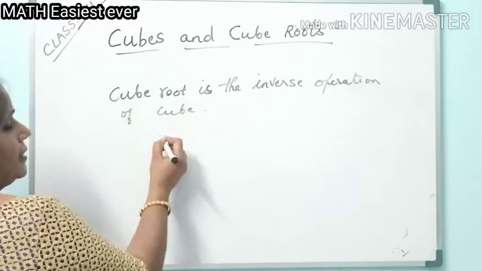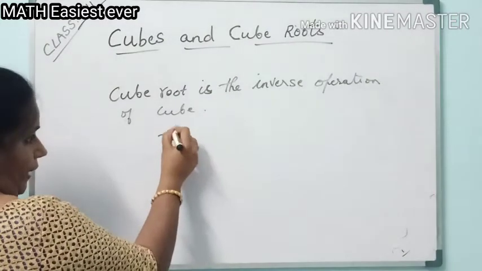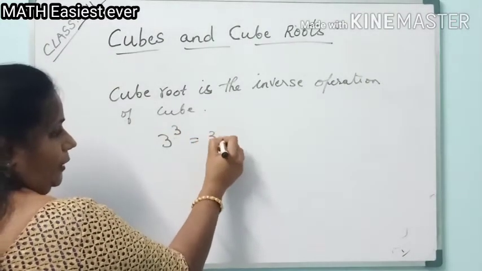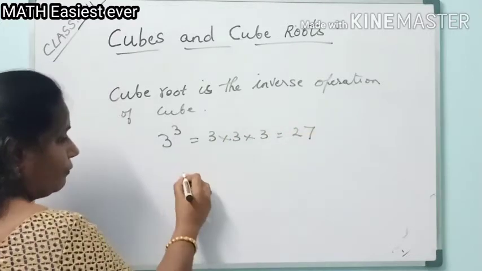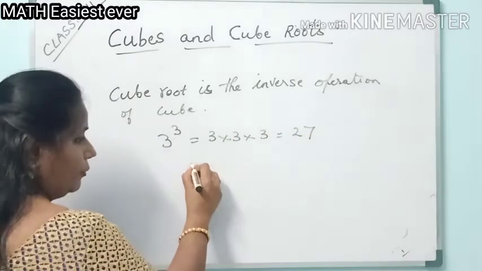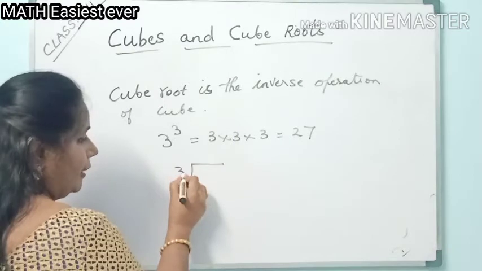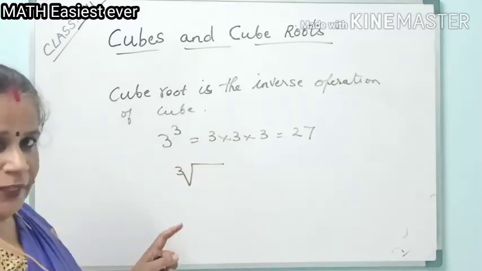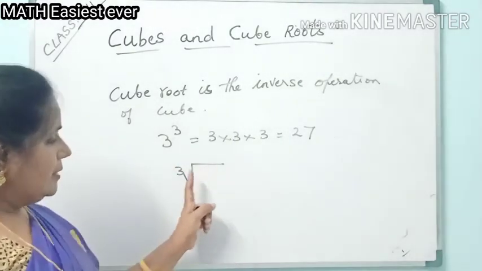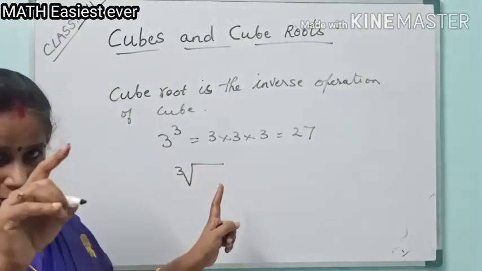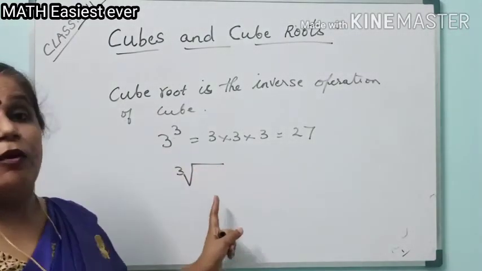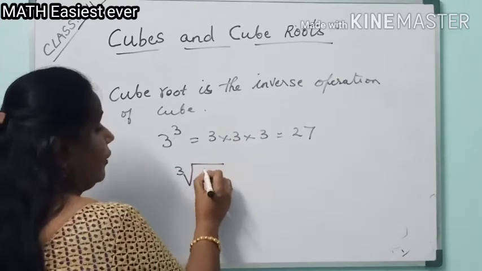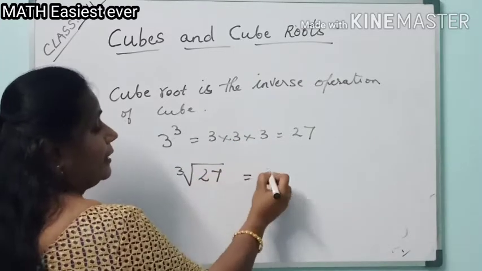So, what is the cube of 3? 3 cube is 3 into 3 into 3. I told you it's 27, right? So, the symbol of cube root is like the square root. You have to write the square root symbol itself and write a small 3 over it. So, this is the symbol of cube root. So, cube root of 27 is 3.